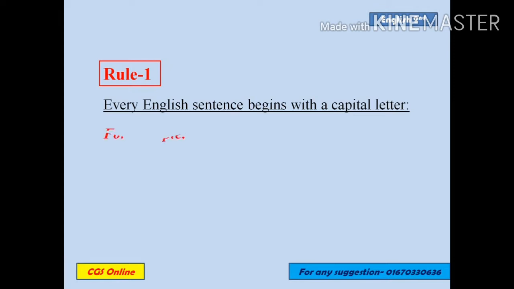Let's have an example of this. The rich are not always happy. Here you see the T is capitalized because the sentence starts with T. So remember, each and every English sentence will begin with a capital letter. Okay, then move on to rule number 2.